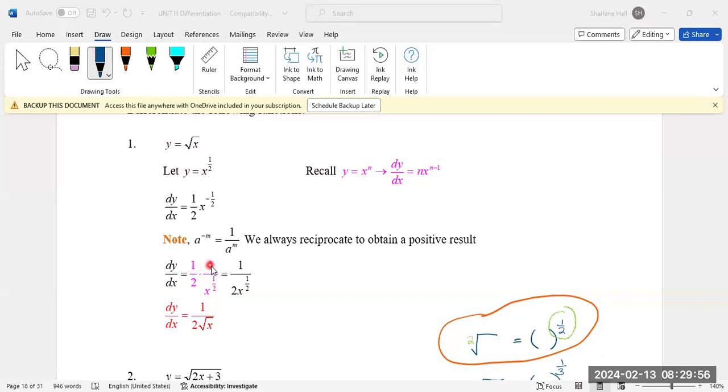And all I do is multiply the numerators. 1 times 1 is 1. And 2 times x to the half is 2 times x to the half. But remember now that x to the half is the same thing as the root of x. So this x to the half, I'm going to convert it to the root of x. Tell me if that's a little clearer for you.